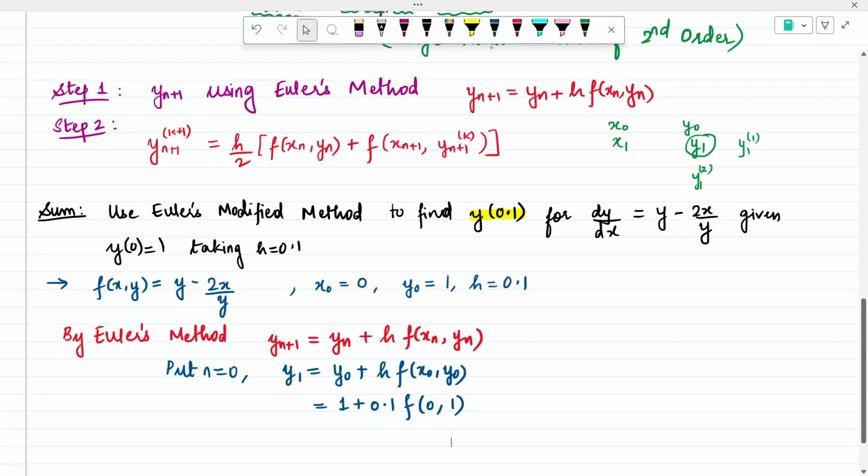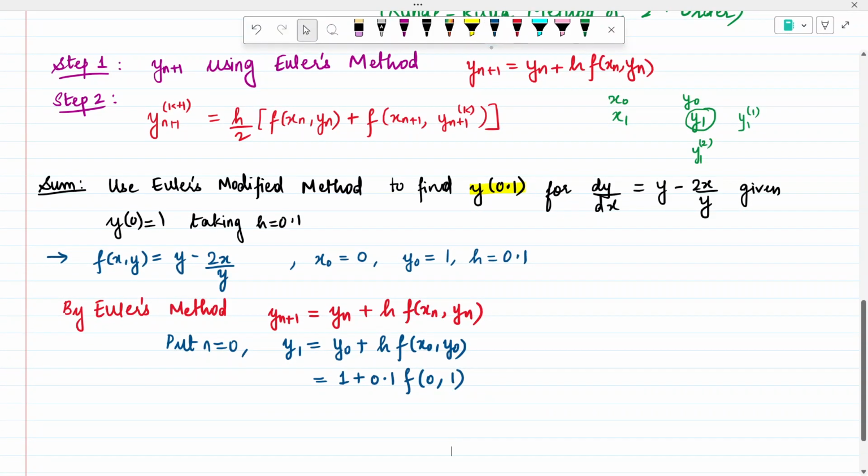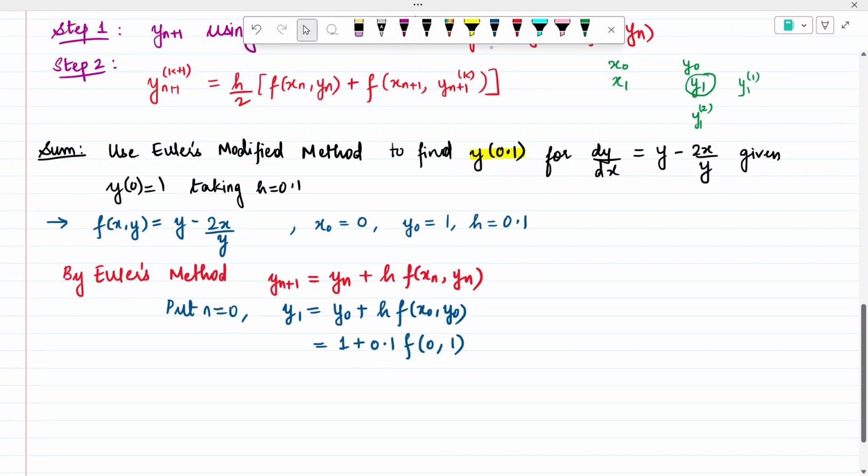Is this correct? Clear? Now, in the function f over here, I'll substitute y की जगह पे 1 and x की जगह पे 0. I hope everyone is clear. X की जगह पे 0, y की जगह पे 1. Okay? So when I substitute that, I'll get 1 plus 0.1 multiplied by 1 minus 2 times 0, which is 0, and divided by 1 is also going to give me 0. So you will get this as 1 plus 0.1, which becomes 1.1.